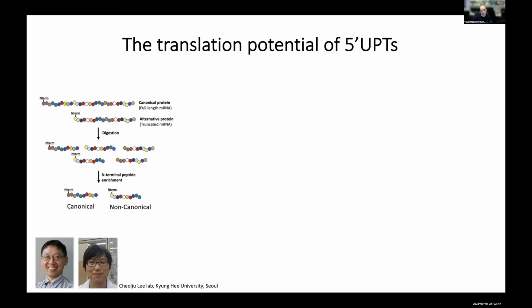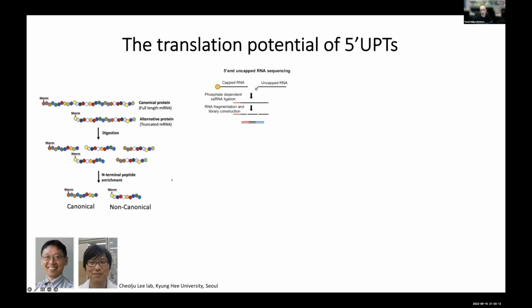And with a collaboration with the Lee Lab from McCune University in Seoul, that developed an N-terminal mass spec, we've been able to mass spec only the N-terminal of the entire proteome. And by doing that, we can identify if the peptides indeed derive from a canonical protein or from a non-canonical one.